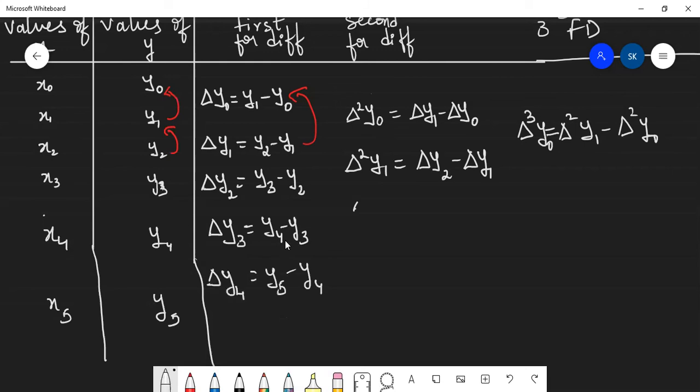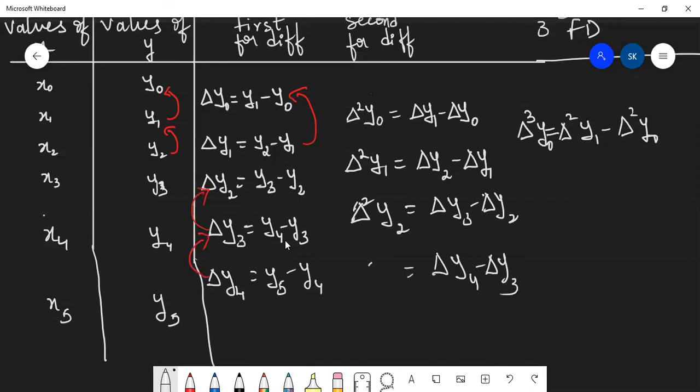What about second forward differences? You subtract these two: delta y3 minus delta y2. You write that in between. It is the second forward difference of y2. Then you subtract delta y4 minus delta y3, written as delta square, the second forward difference of y3.